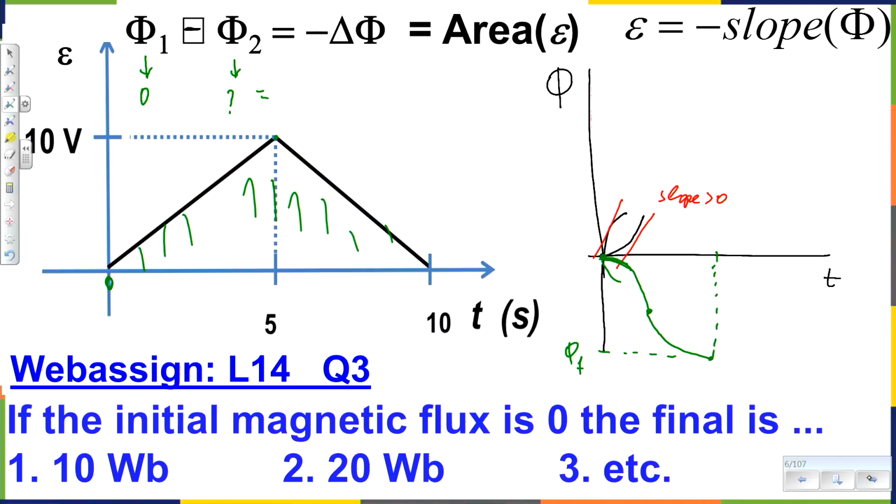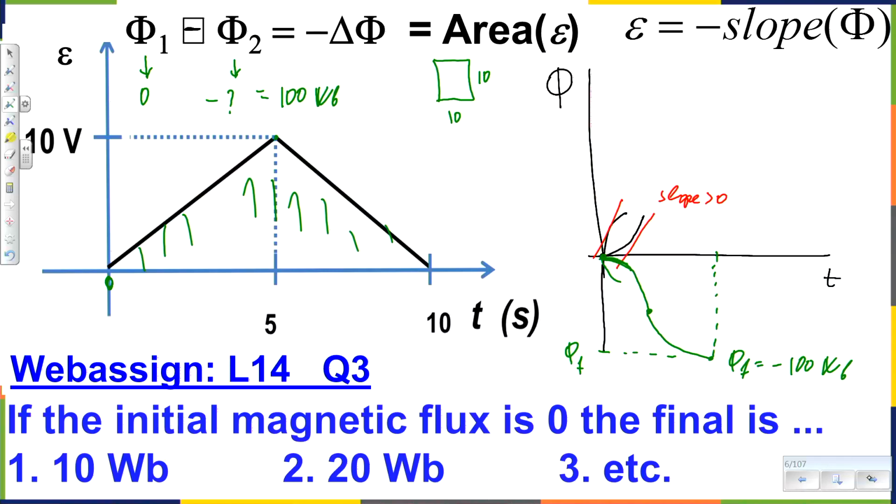which is two triangles, but we can actually flip them, and that will make one rectangle. 10 seconds by 10 volts. So 10 times 10, 100. So negative a question mark equals 100. So that's supposed to be negative 100.